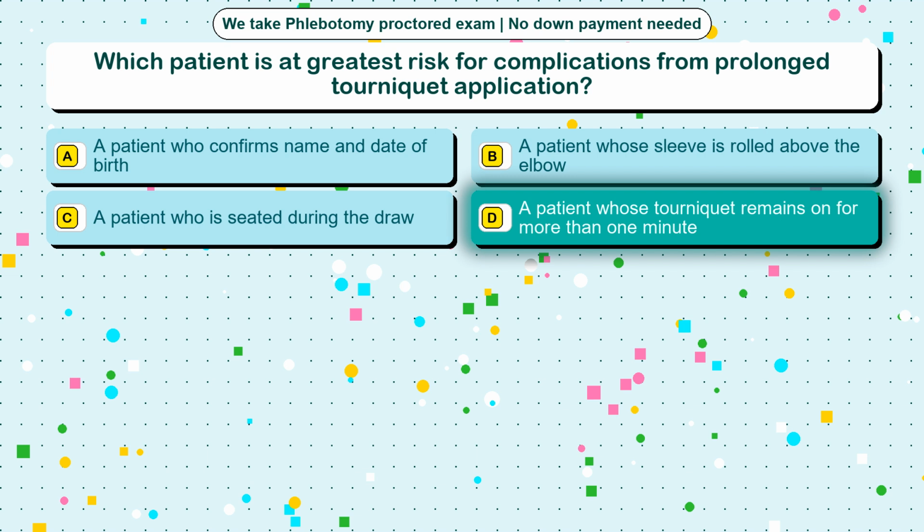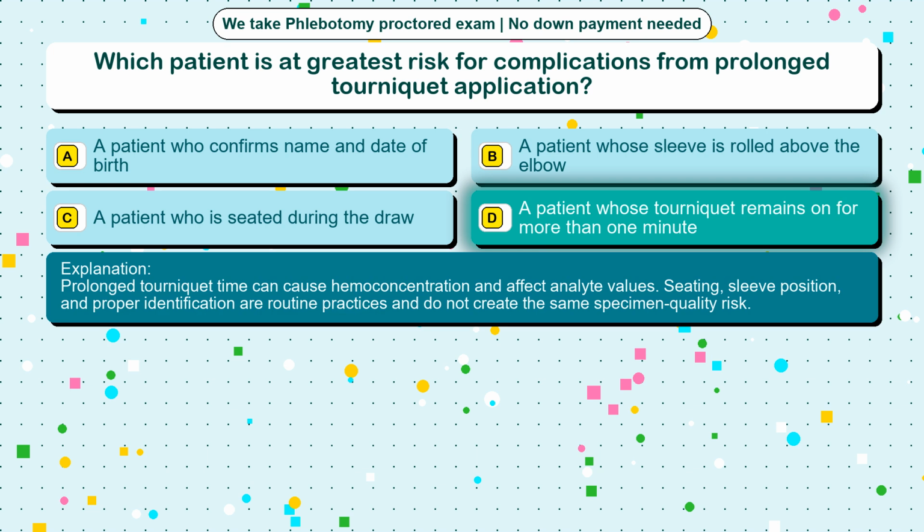The correct answer is option D. A patient whose tourniquet remains on for more than 1 minute. Prolonged tourniquet time can cause hemoconcentration and affect analyte values. Seating, sleeve position, and proper identification are routine practices and do not create the same specimen quality risk.